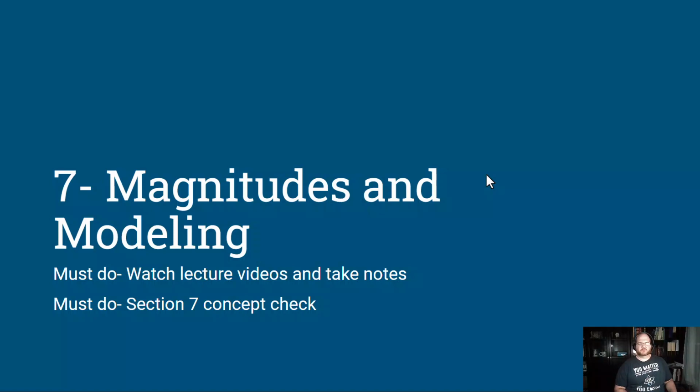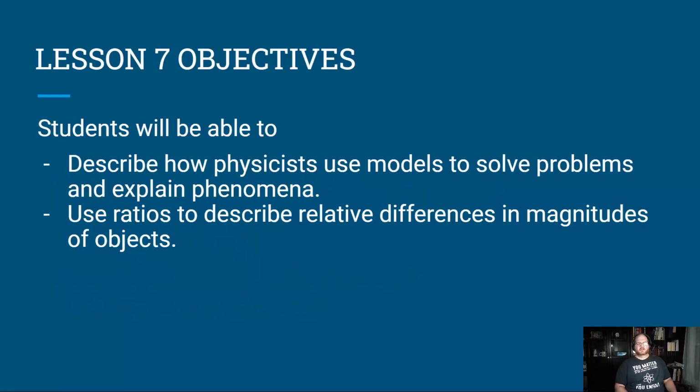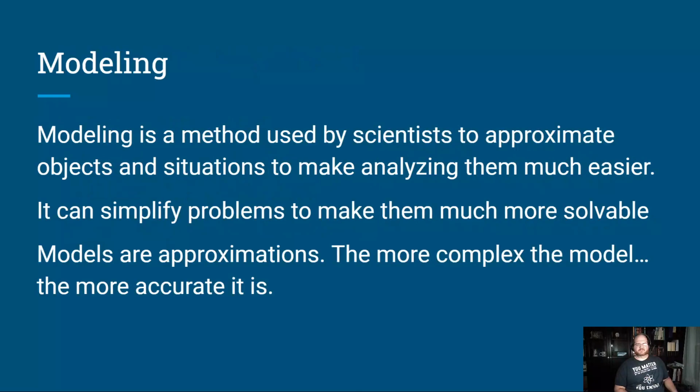In this video we are going to be learning about magnitudes and modeling and how we utilize them in physics. In this lesson we're going to describe how physicists use models to solve problems and explain phenomena, and use ratios to describe relative differences in magnitudes of objects.